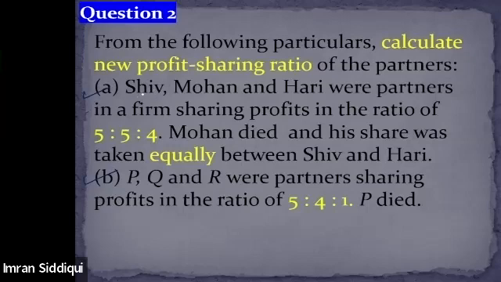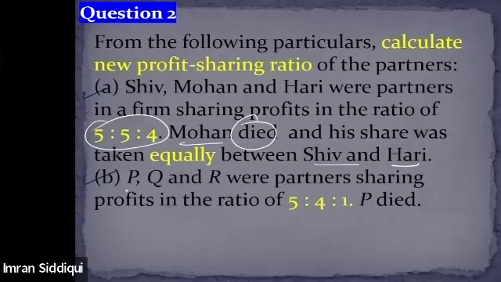In the first part of the question, it says Shiv, Mohan, and Hari, there are 3 partners who are sharing profit in the ratio of 5:5:4. Mohan died, so one of the partners is dying, and his share was taken equally by Shiv and Hari. So Shiv and Hari have decided to share Mohan's share of profit in the equal ratio. That means 1/2 and 1/2.